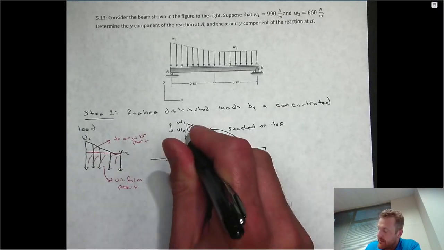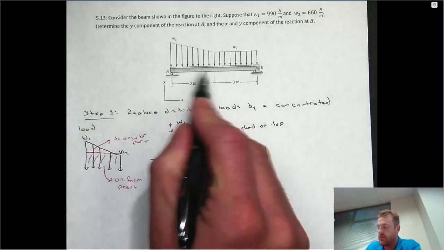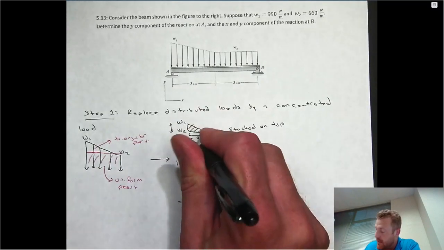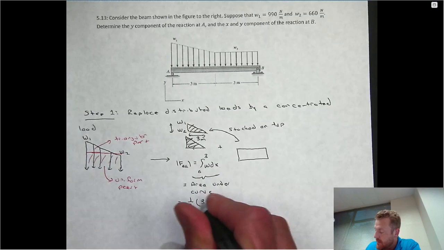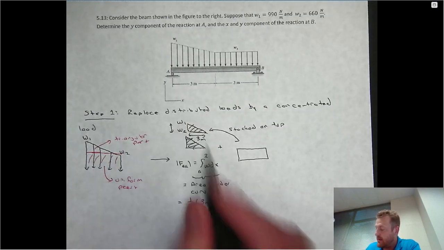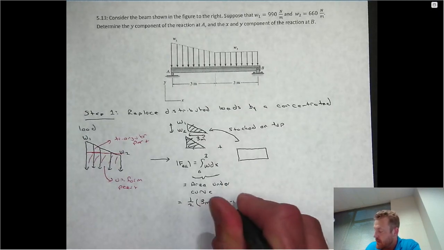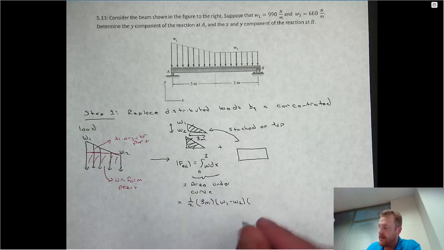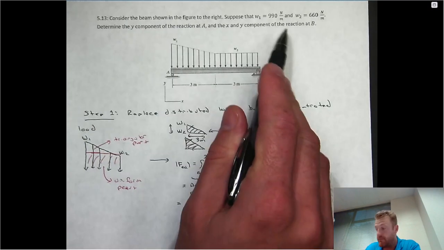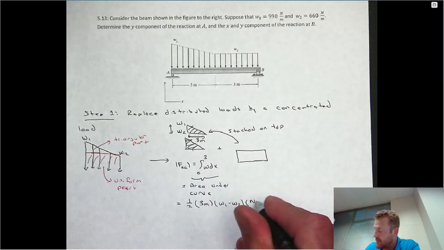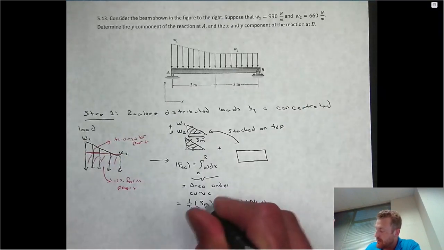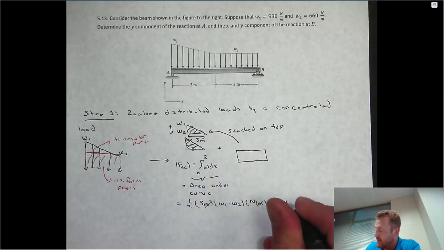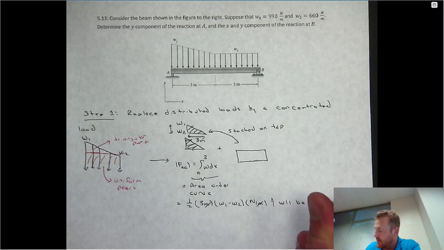So I'm going to say it's 1/2. Now, what is this actual base dimension here? Well, if you notice, this portion of the load is applied over a 3-meter span, so the base is going to be 3 meters. And then the height is going to be W1 minus W2. You can look at the units of that if you want: it's the force density, in newtons per meter, so when you compute the units of this, it will be in newtons.